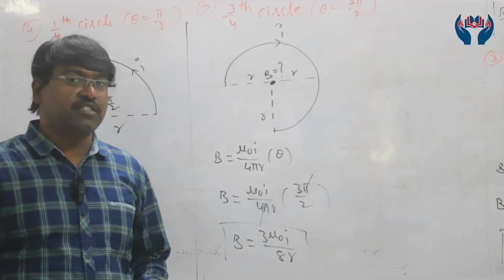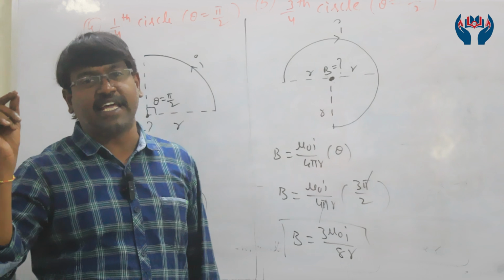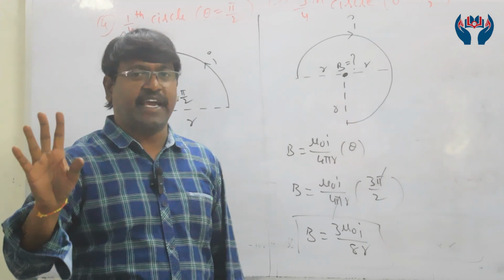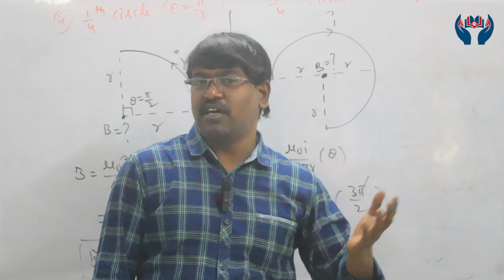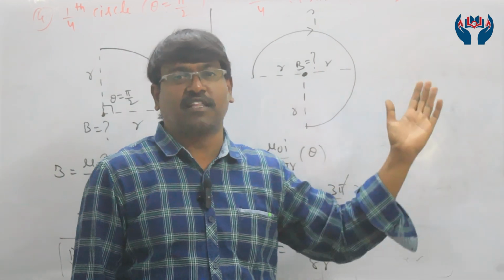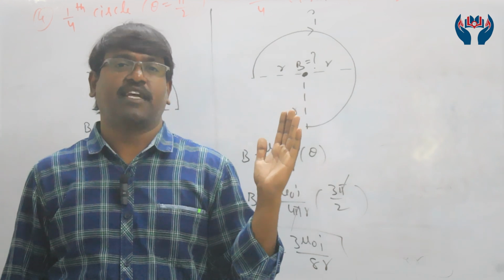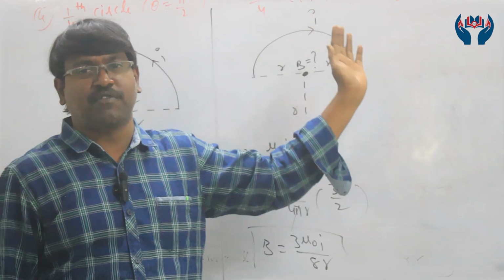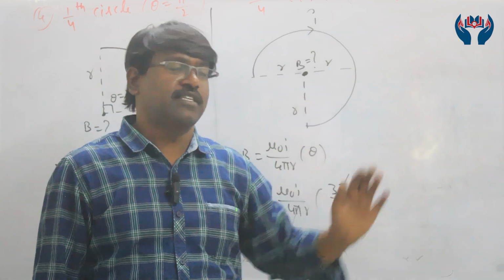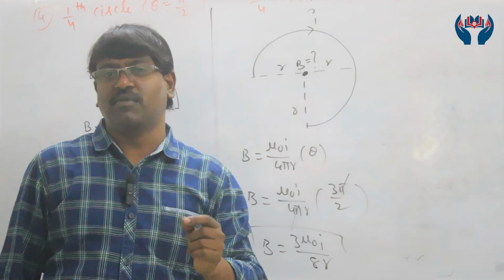Okay, so first one is the right hand thumb rule. So what is the use of the right hand thumb rule? To determine the direction of the induced magnetic field. Next one is for the linear case and circular case, what are the applications? What are the formulas? For an infinite conductor, what is the magnetic field? Semi-infinite conductor, what is the magnetic field? Circular coil, 3 by 4 circle, 1 by 4 circle, semicircular. If you remember these formulas, we can solve the problems easily.